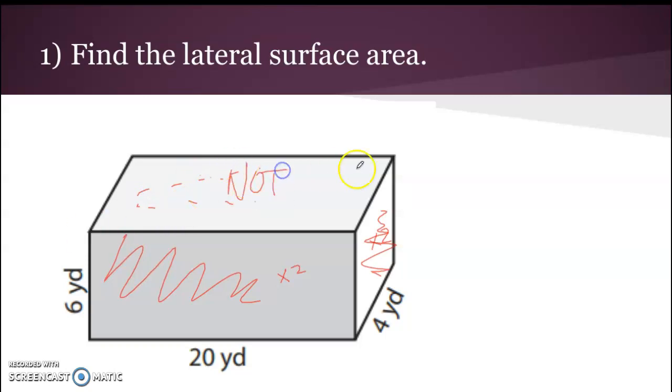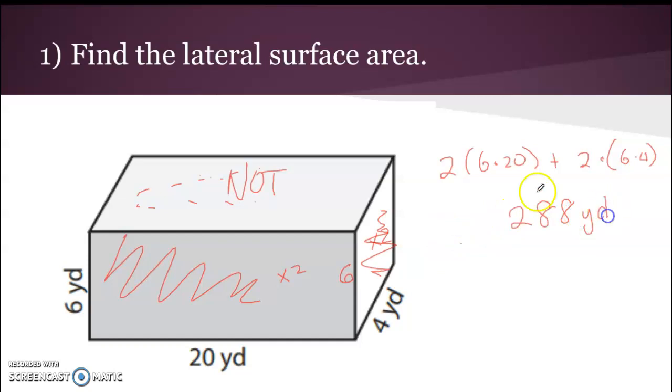So no wrapping. So when we do the lateral area, it's going to be 2 times 6 times 20 plus 2 times, if this is 6, here is also 6, so 6 times 4. And then plug everything into your calculator. This should work out to be 288 yards, and then it's area, so it's squared. Again, you're wrapping this gift, but we're not wrapping the top piece and the bottom piece.